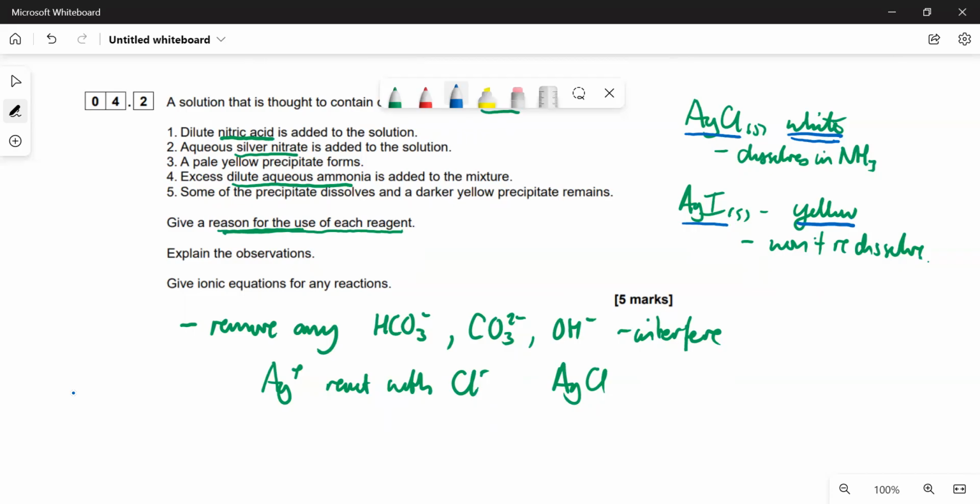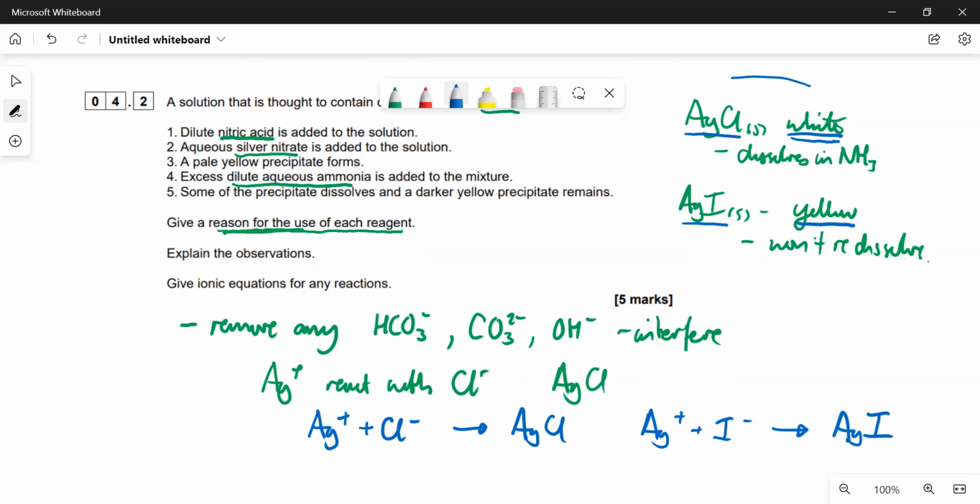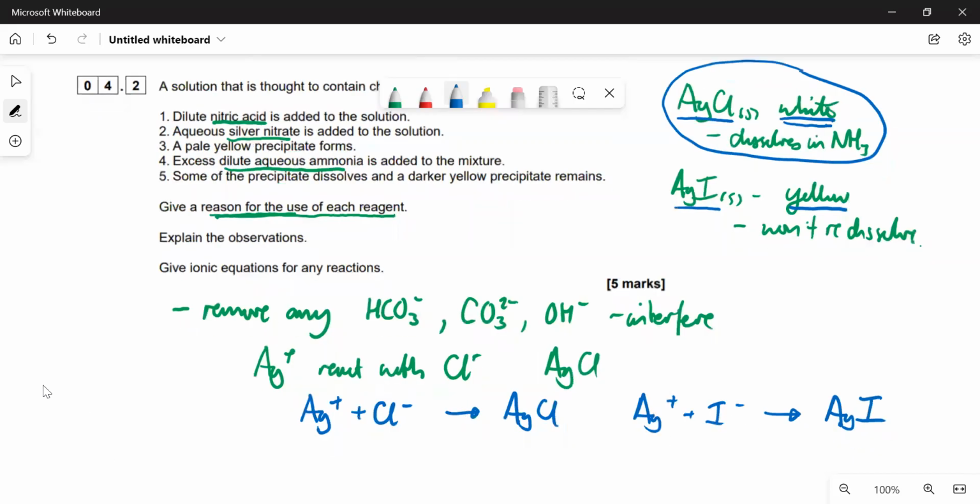Ionic equations for any of the reactions. So we need the reactions occurring: Ag plus and Cl minus goes to AgCl. And also Ag plus and I minus goes to AgI. And now we need to write an ionic equation for the silver chloride dissolving in ammonia. How do we write that one down?